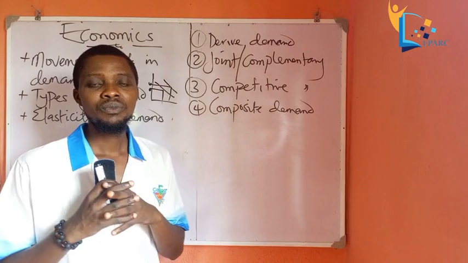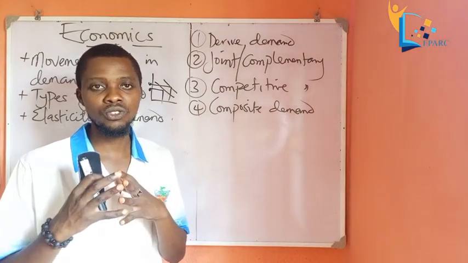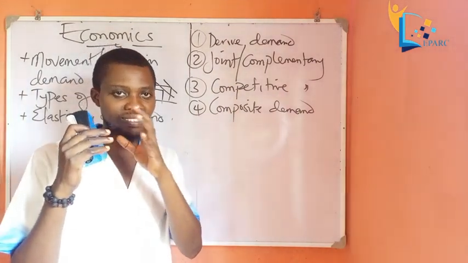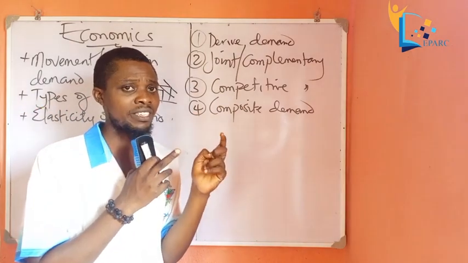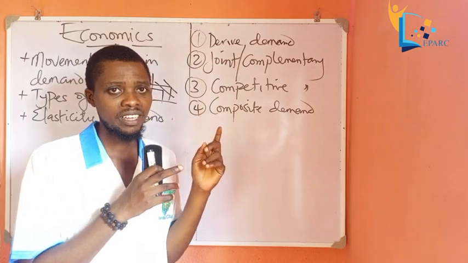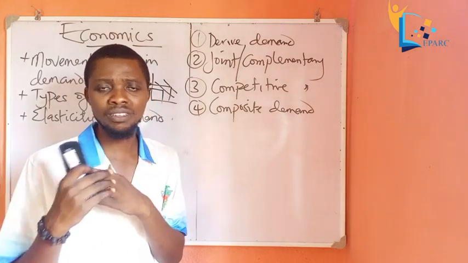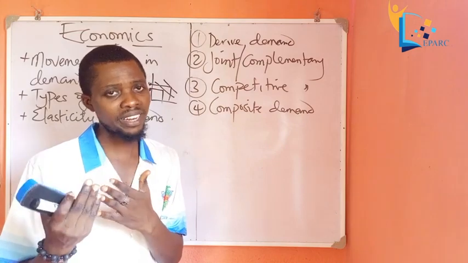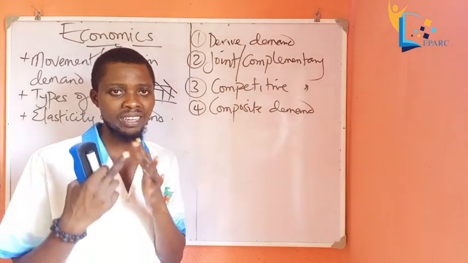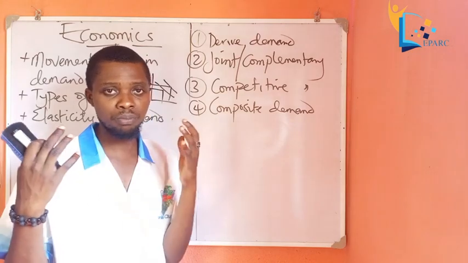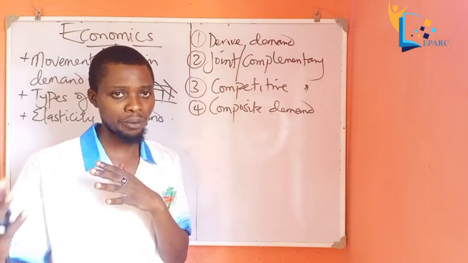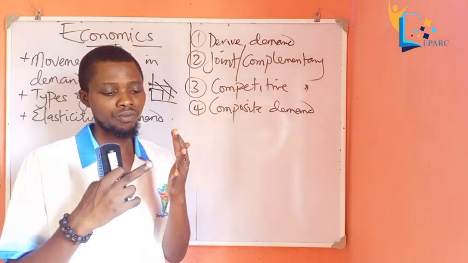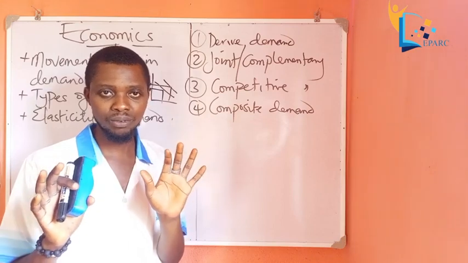Competitive demand. Now, this has to do with close substitutes, such that when there's an increase in the price of this one, the quantity demanded for the other one will increase. We have so many products in the market that are very close. A typical example is Ovaltine and Milo. They are both beverages. Ovaltine is maybe another company, Milo is another company. I'm just giving it as an example.